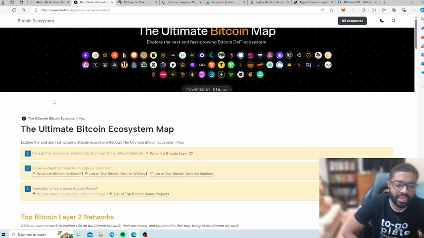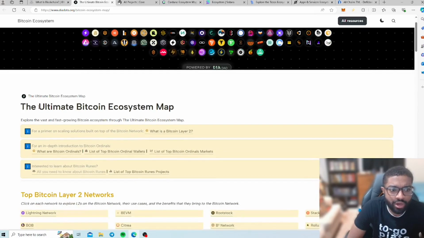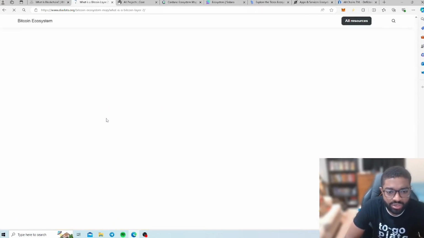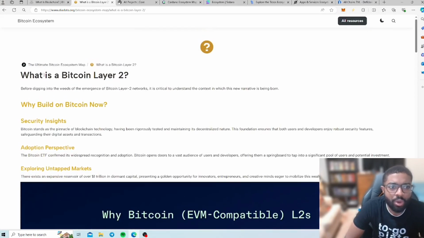This is the blockchain Bitcoin map. These are all the vast networks growing on the Bitcoin network, the Bitcoin ecosystem. The ultimate Bitcoin ecosystem map: explore the vast and fast growing Bitcoin ecosystem, with premier scaling solutions built on top of the Bitcoin network. It goes into what a layer 2 is. So let's click on this article and read a little bit of this. What is a Bitcoin layer 2? Why build on Bitcoin now?